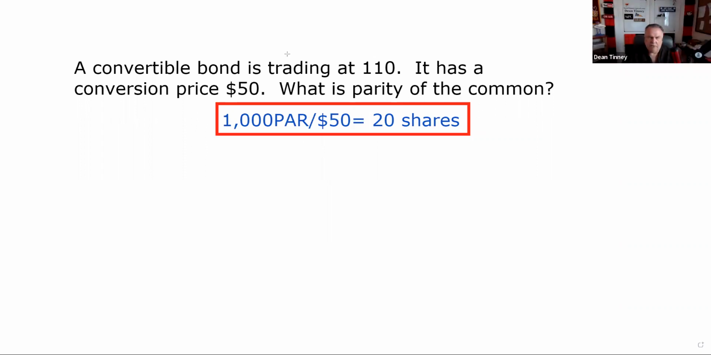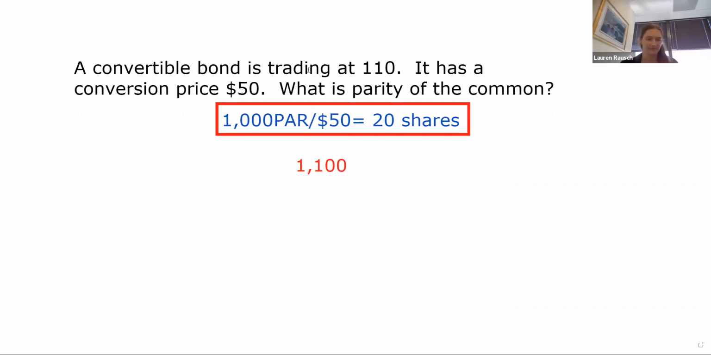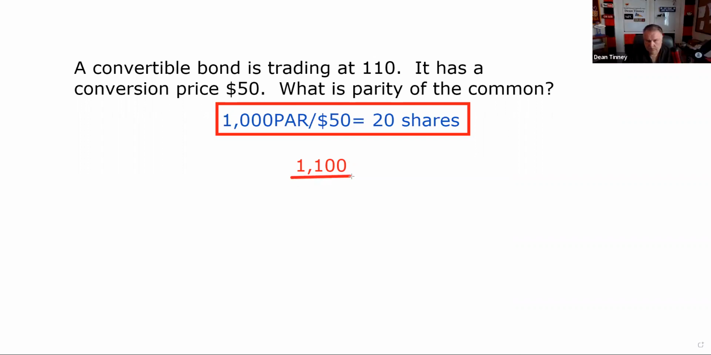As we said, what we're going to do is take the current market price of the convertible. Now you need to know that 110 is 110% of par. So that's 1,100. Right, that's what that is in bond speak. And then we're going to divide that by 20. Right on. So we're taking the current market price of the convertible and we're dividing by the conversion ratio.